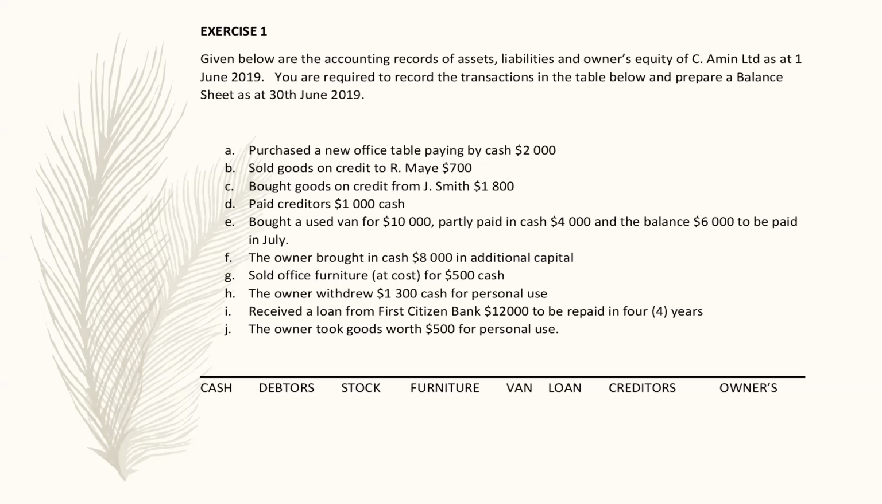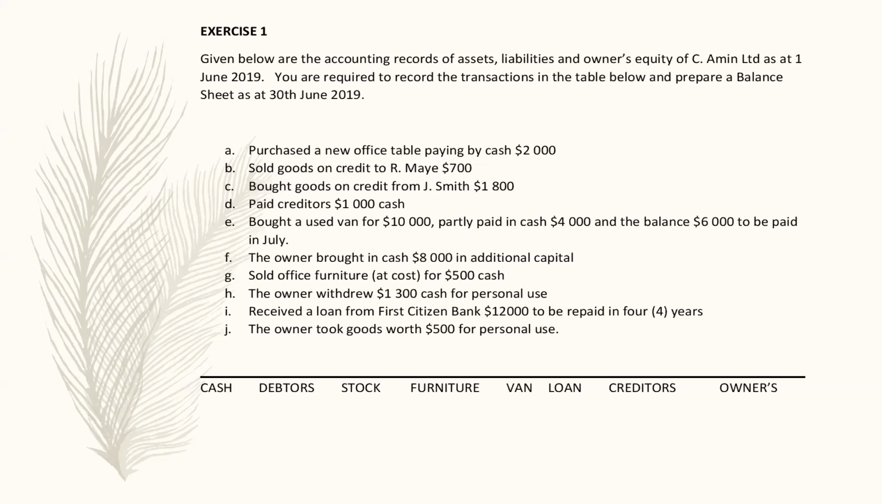So let's see what happened next. We paid cash $4,000, so cash is going to be reduced by $4,000. Put minus $4,000 under the cash column, but you're still owing the creditor $6,000, money that you have to pay. So you're going to put a plus under your creditor because you're still owing the creditor $6,000. And that's how you're going to apply this transaction.